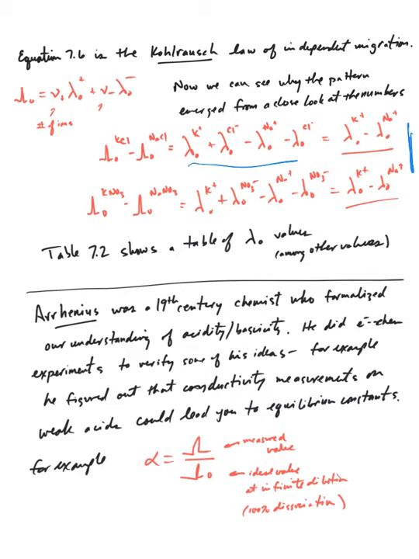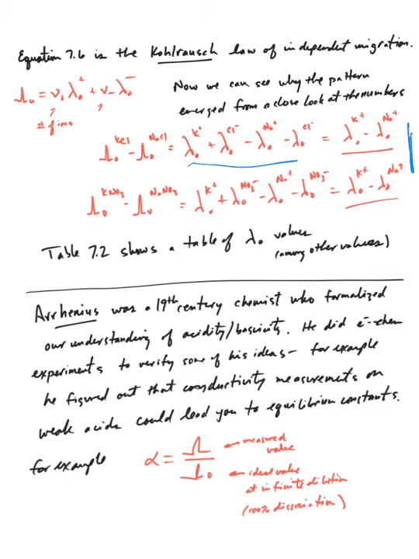Now Arrhenius, you've heard of before, he was the 19th century chemist that formalized our understanding of acidity and basicity. Basically, he gave the first definition of acids and bases. He also did echem experiments that verified some of his ideas. For example, he figured out that if you took conductivity measurements, or really I should say conductance measurements, on weak acids, they could lead you to equilibrium constants. And what's a weak acid without an equilibrium constant? Not very interesting, I say.